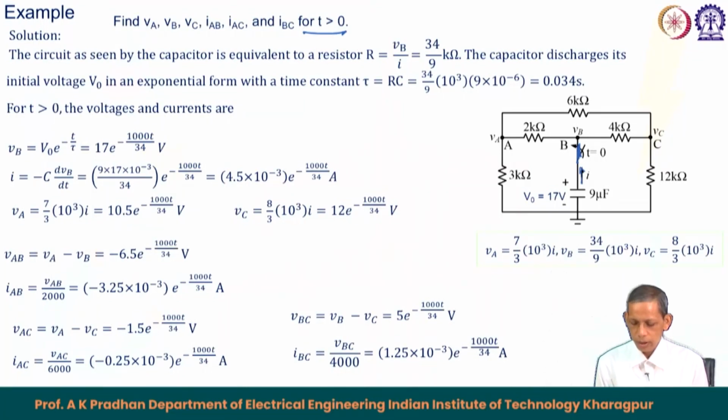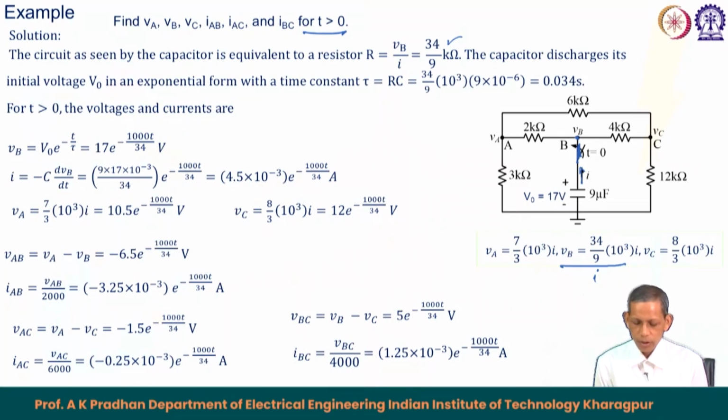Therefore, the resistance R is nothing but V B, the voltage maintained by the capacitor, divided by the injected current I, which is the equivalent resistance seen from the capacitor side. We already know that V B equals 34 by 9 into 10 to the power 3 times I. If we divide this by I, we get 34 by 9 kilo ohm, which is the resistance seen from the capacitor.